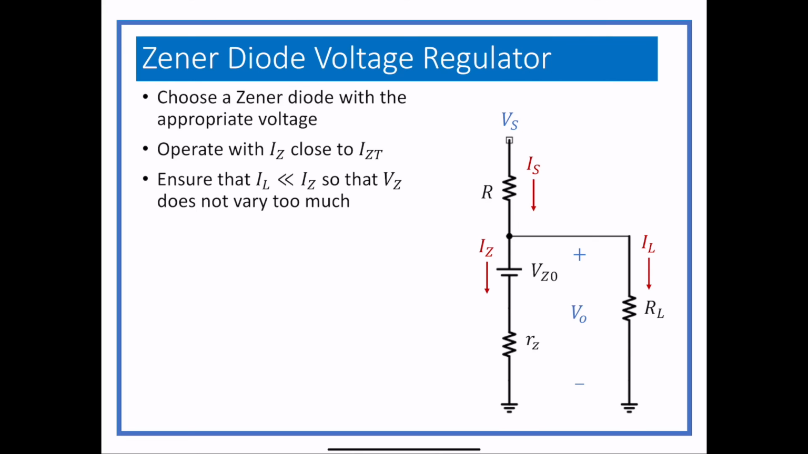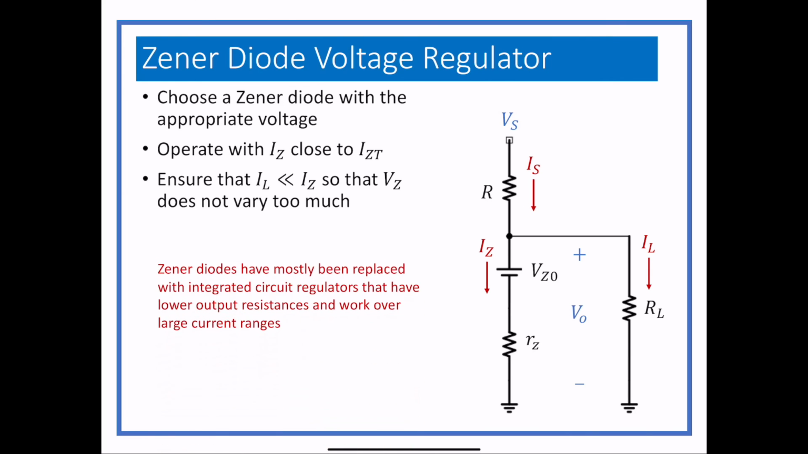Now, all that being said, in reality, Zener diodes aren't used so much as voltage regulators because they make integrated circuit regulators that work better. So unless you're on a desert island and really need to build a voltage regulator and you don't have any ICs and you only have Zener diodes, pretty much you're going to be using an IC for this anyway.